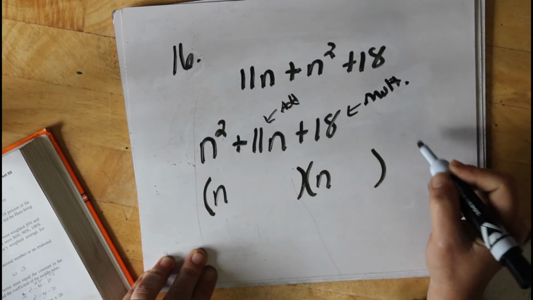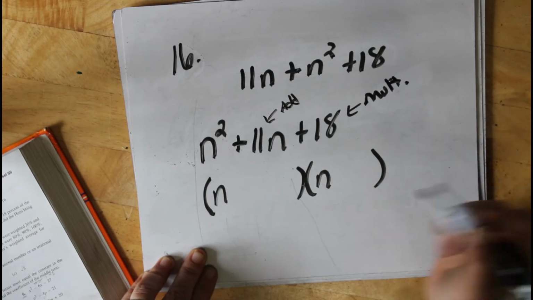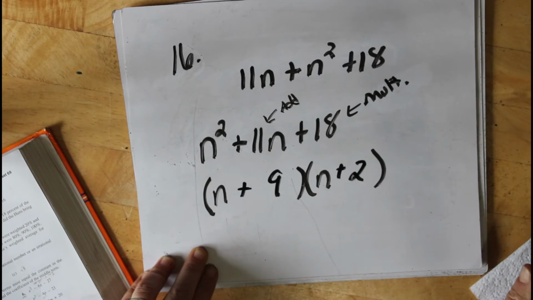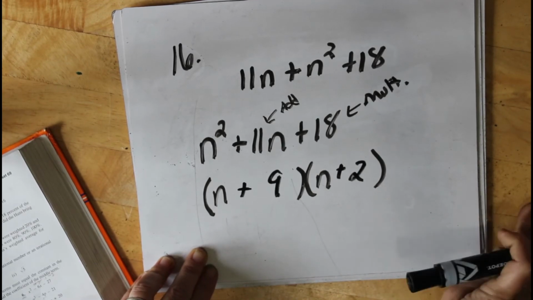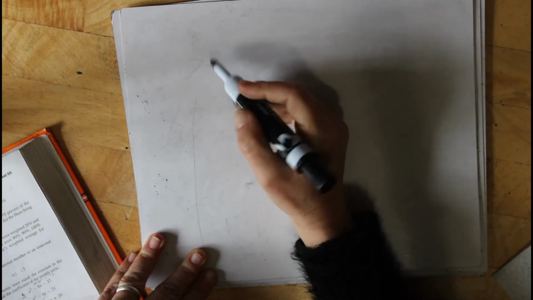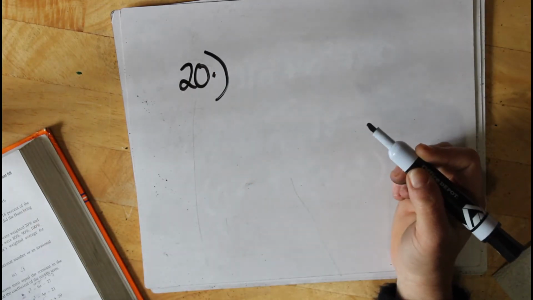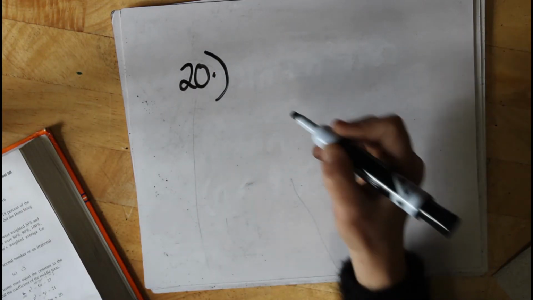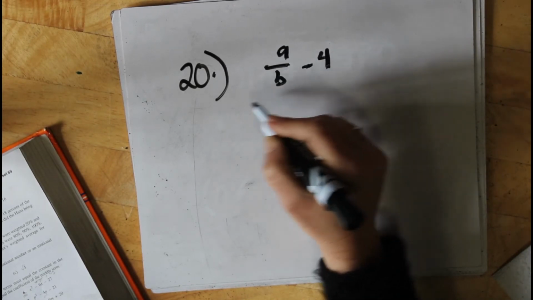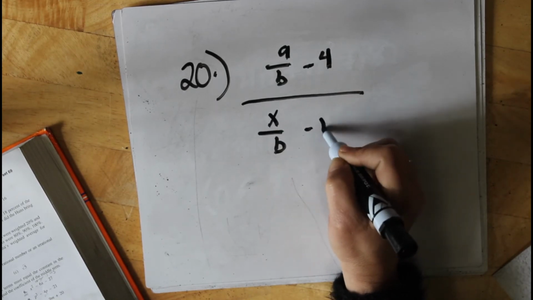All right, so factors of 18, 18 and 1, we can't add that to get 11. 9 times 2 will make 11. 9 plus 2 is 11. All right, another one would be 20. On number 20, it is a over b minus 4 divided by x over b minus b.